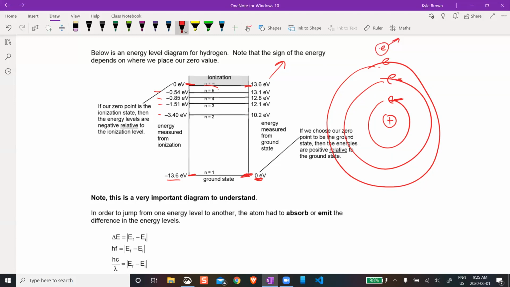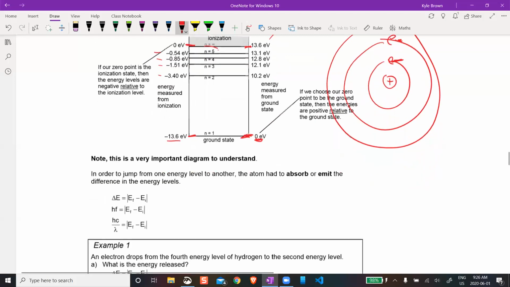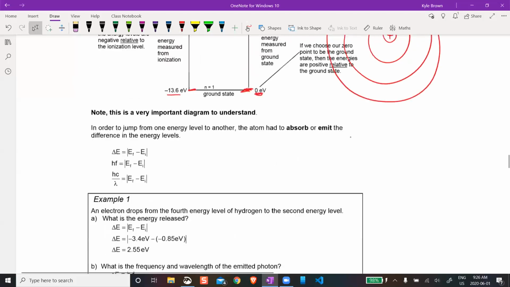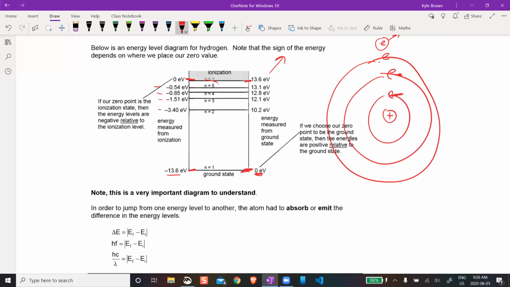For the most part, the biggest thing that we need to do when we start figuring out these jumps is going to be the difference between these. I'll show you what I mean in a second. In this one, it says, in order to jump from one energy level to another, the atom had to absorb or emit the difference in the energy levels. So if I want to figure out, let's say, an electron that jumped from here down to here, that's just going to be 13.1 minus 12.1, right? Just the difference in their energy.